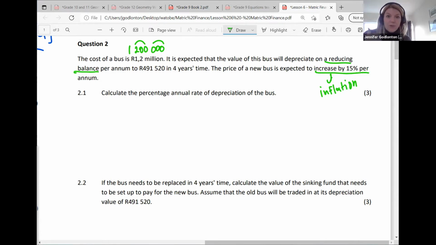So be careful about which formula you're using. Write down your grocery list on the side. What are the different things? What's A? What's P? What's I? What's N? Find what you're looking for and then give me the answer in the comments. And I want the answer as a percentage.